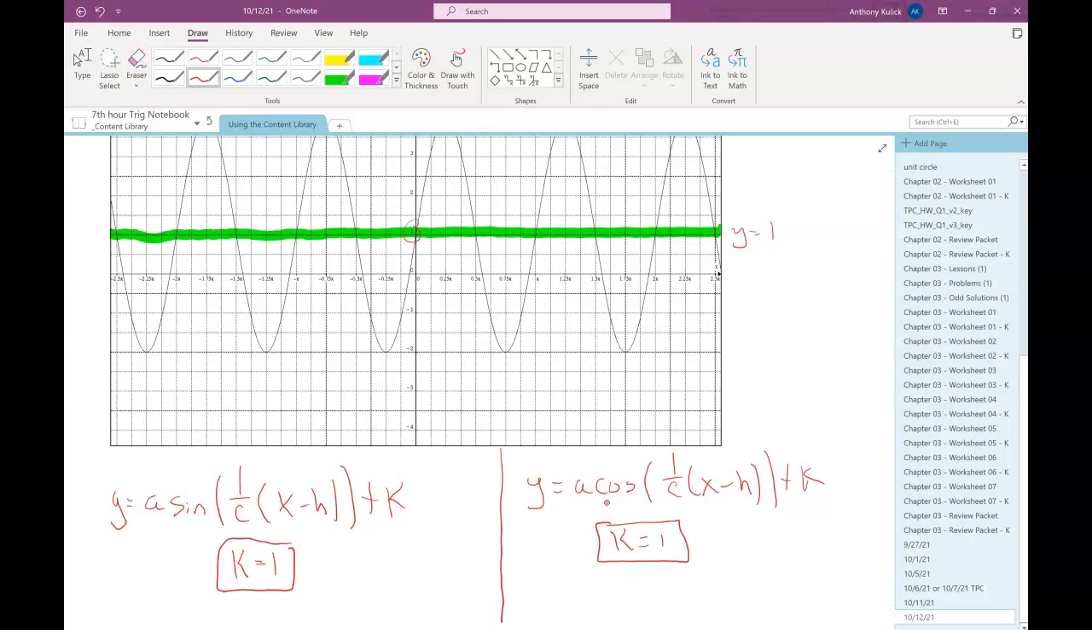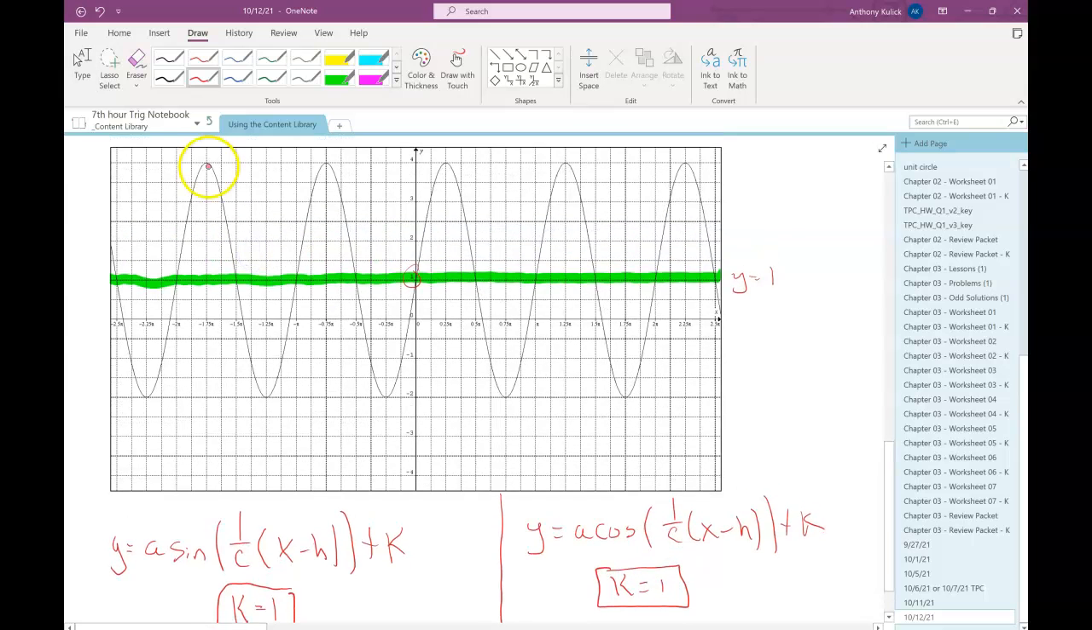Okay. The next thing I'm going to do is figure out the amplitude. Remember, the amplitude is the distance from a maximum or minimum back to the midline. So our midline starts at 1, and here it goes up to 4. So that amplitude is 3. Jeremy? Sure.